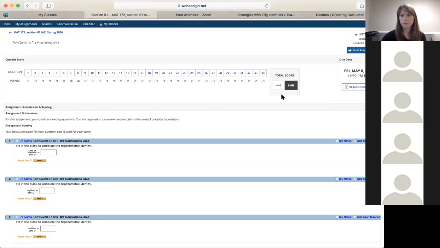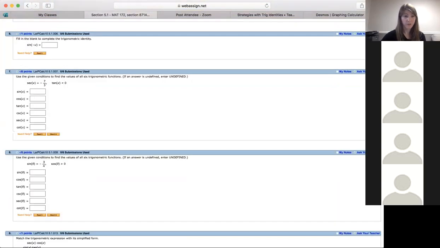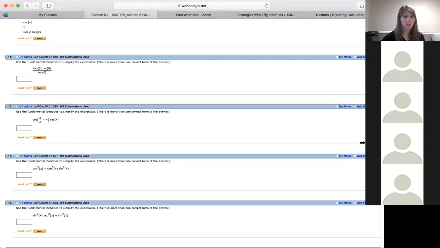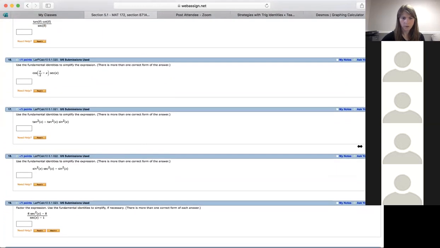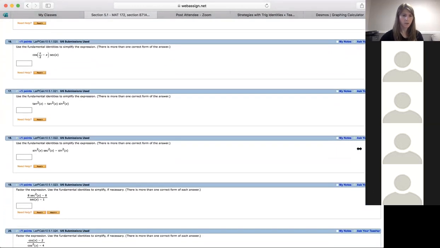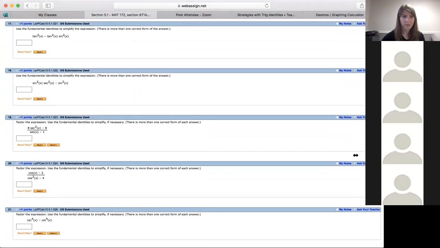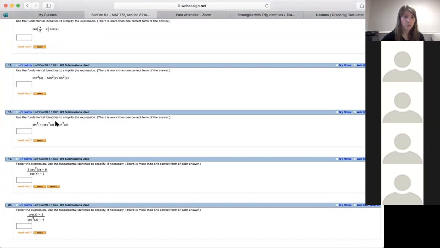All right, so I believe we were down to about 14 or so where it stopped with multiple choice. And then, like I mentioned before, everybody was on 15 and from the rest, we just have things that need to be simplified. So it might say something like use fundamental identities to simplify. There's more than one correct answer, meaning sometimes you can stop before you're all the way simplified and you're correct, you're just not finished.